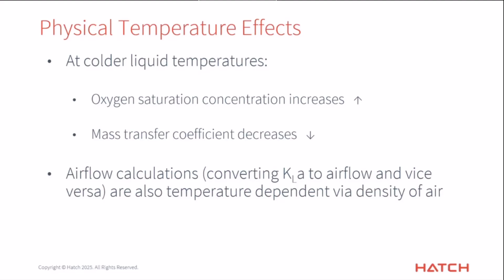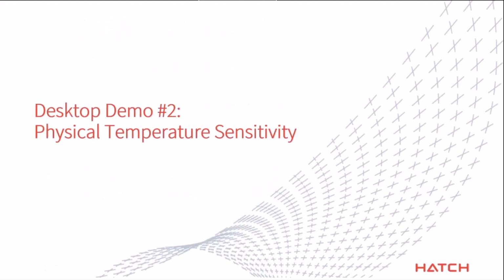In addition to all of that, that's just doing the mass transfer part. We want to convert that over to airflow. The airflow calculations, by getting from KLA to airflow and vice versa, are also temperature dependent because one of the terms in there is the density of the air, which is a function of temperature. So you've got temperature levers on all these different terms and all of these different equations. They're all doing their own thing, and the sum collection of it is what you get when you look at the output from GPSX. Now, the good thing is we have a lot of output menus, and you can dig into those details as you like.